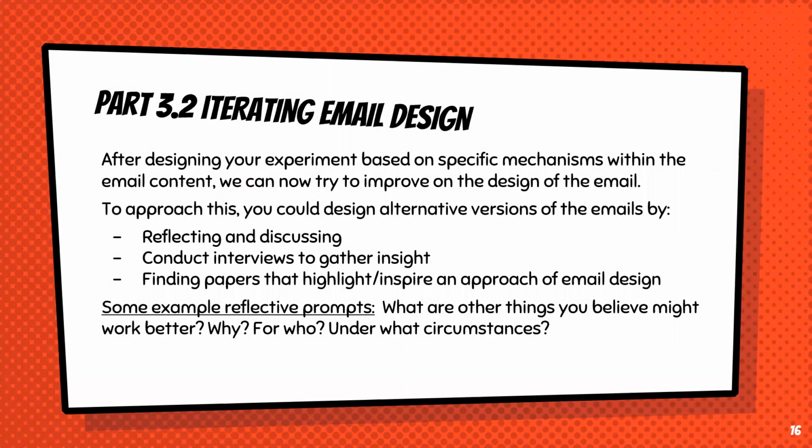And for part 3.2, we want to iterate on the email design. After designing your experiment based on a specific mechanism within the email content, you can now try to improve on the design of the email. To approach this, you can design alternative versions of the email by reflecting and discussing, conduct interviews to gather insights, and find papers that highlight or inspire an approach to email design. For this part, some example reflection prompts are: what other things do you believe might work better? Why, for whom, and under what circumstances?